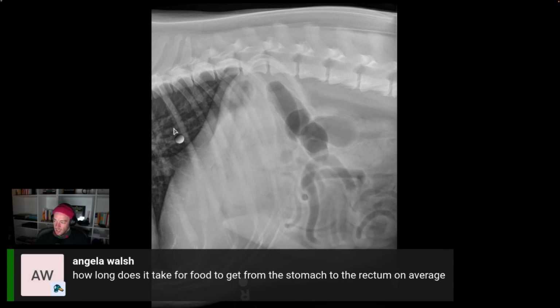How long does it take for food to get from the stomach to the rectum on average? It can depend on several things: the type of food, the consistency of the food, the size of the food, the health of the patient, the stress status of the patient. There are a lot of different things. But they did barium GI studies, and you do an appropriate barium study, you dump barium into the stomach. Within 4 to 6 hours, nearly the entire stomach should be empty. And at the same time, you should be seeing barium entering the colon. Hopefully that's helpful.